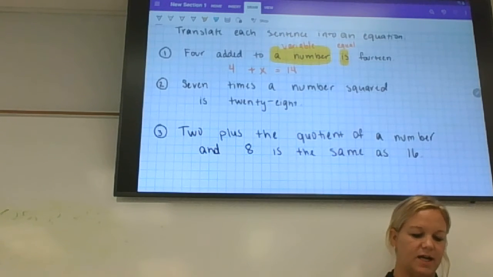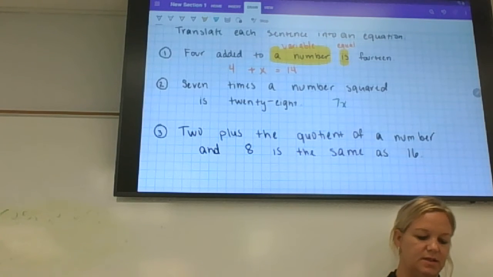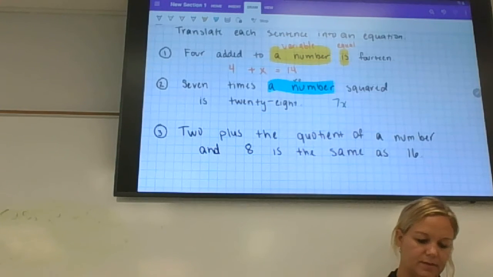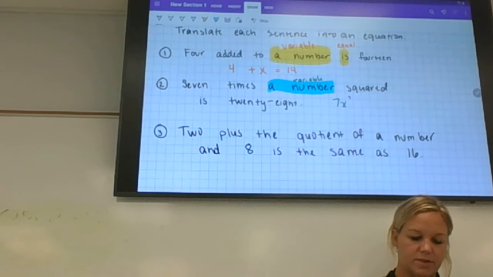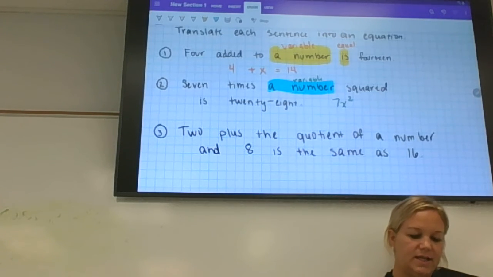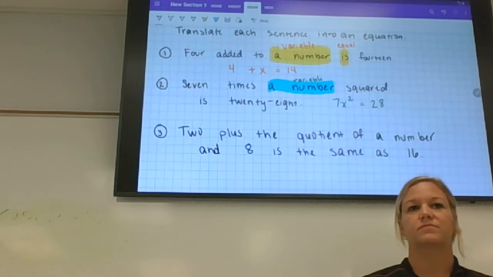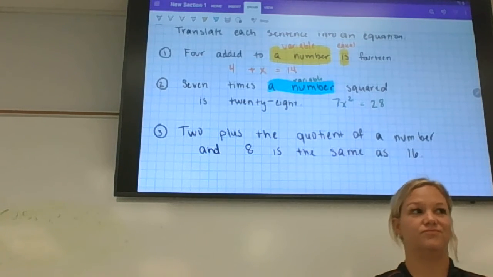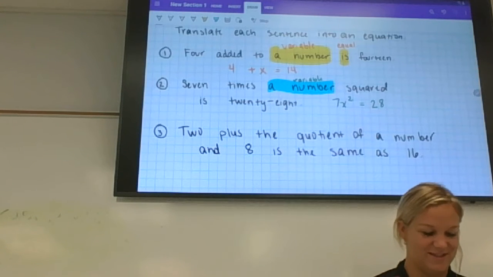Okay, 7 times a number. So 7 times x, because wherever it says a number, that's where you put your variable in. Does it say squared? A number squared is 28. Hey, what's x? 2.